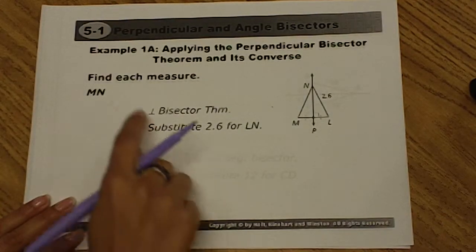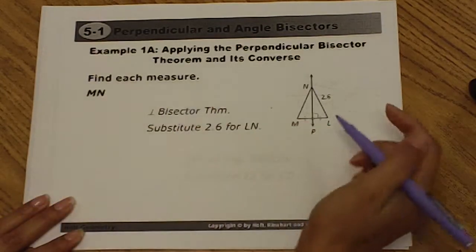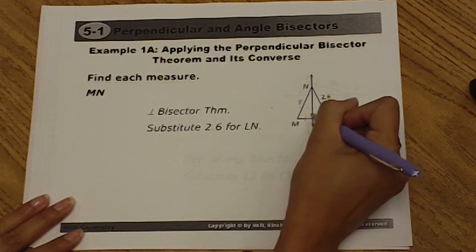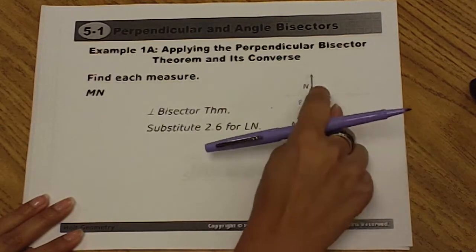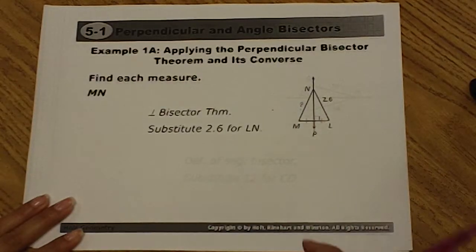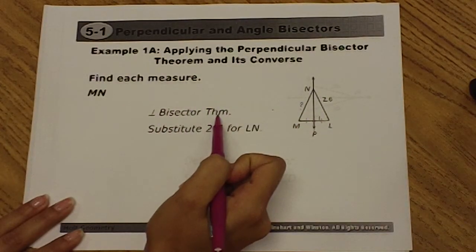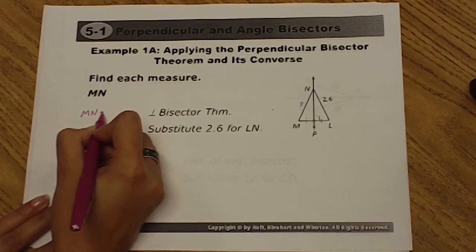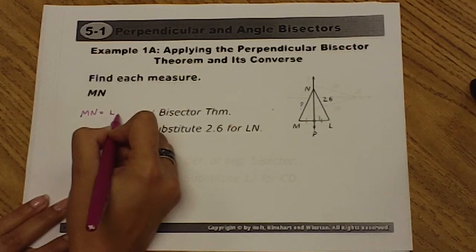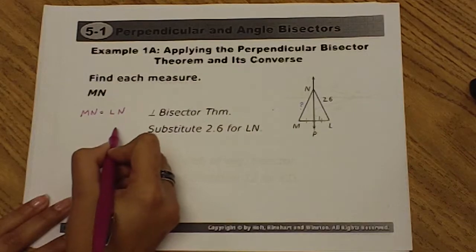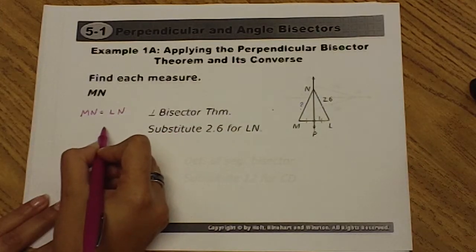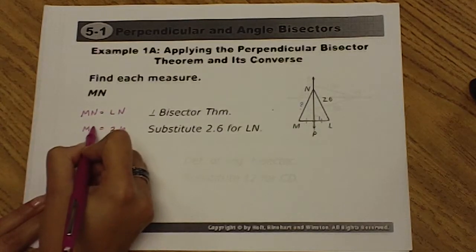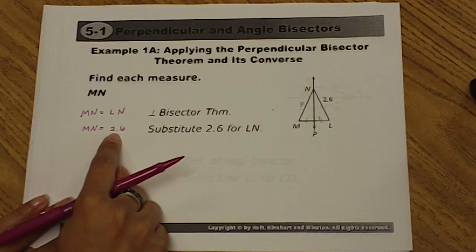The first example, you need to find the measure of MN. MN is this unknown measure here. Because we are told that this is a perpendicular bisector, we know that both of these distances are going to be the same. So because of the perpendicular bisector theorem, I can say that segment MN is equal to segment LN. And I know that LN is 2.6, so I'm going to substitute 2.6 for that segment there. And I have segment MN is equal to 2.6.